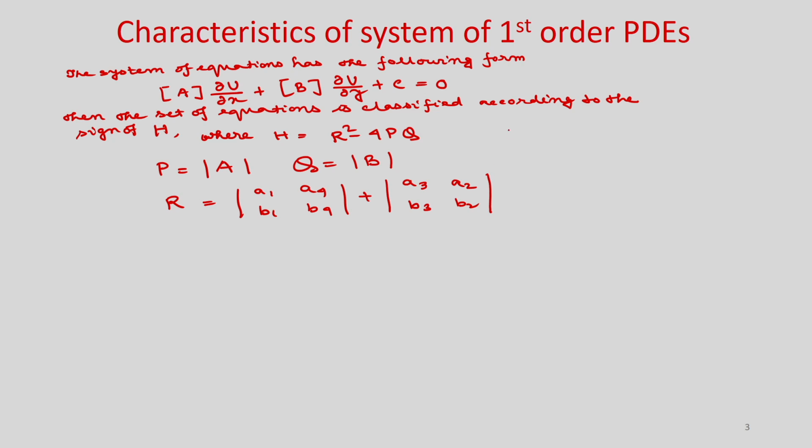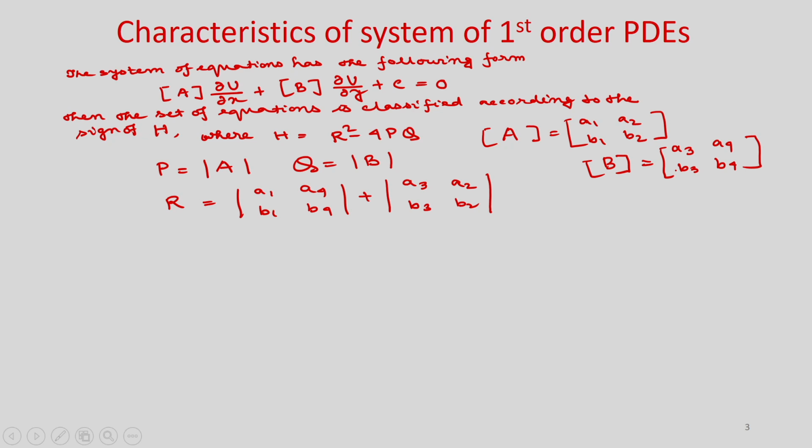Here A is A1, A2, B1, B2 and B is A3, A4, B3, B4.